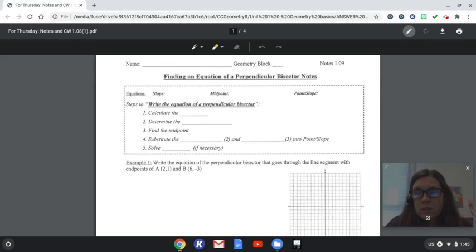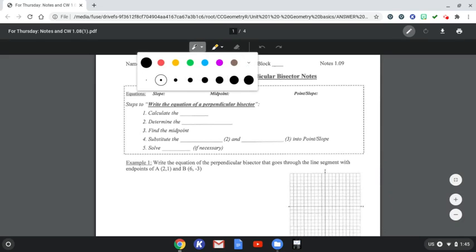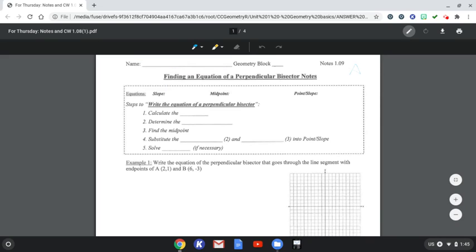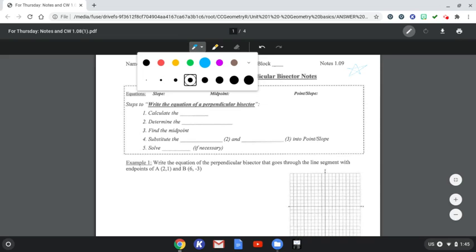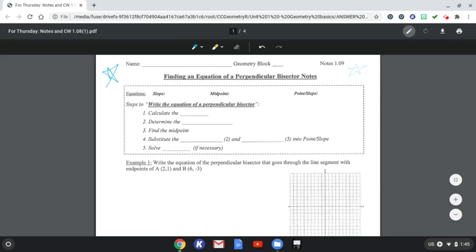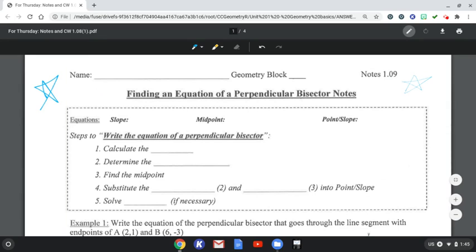So let's get started. Looking at our notes for today, we have again some more equation of a line, y equals mx plus b, and so on. But today we're going to write the equation of a perpendicular bisector. And some formulas we're going to need at the beginning here is just like what we were writing out on our notes last class.